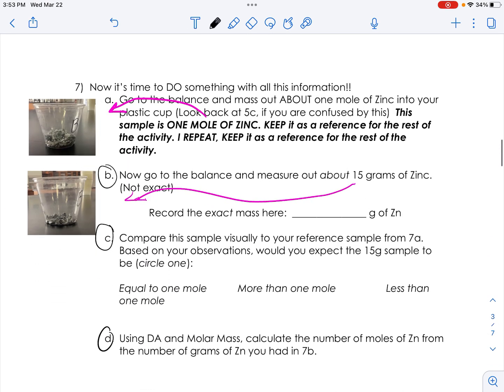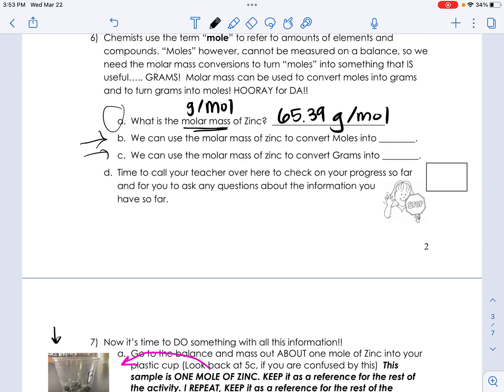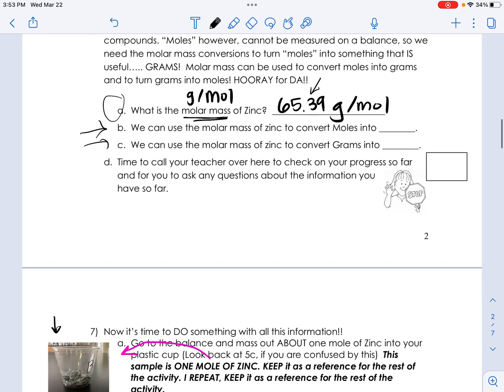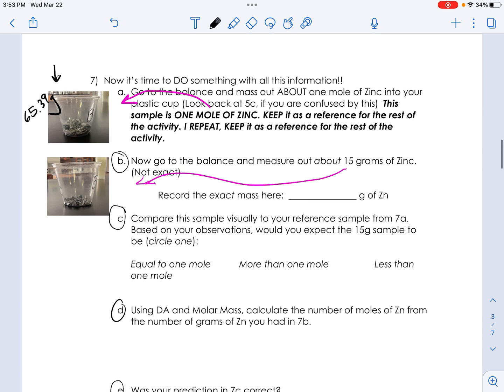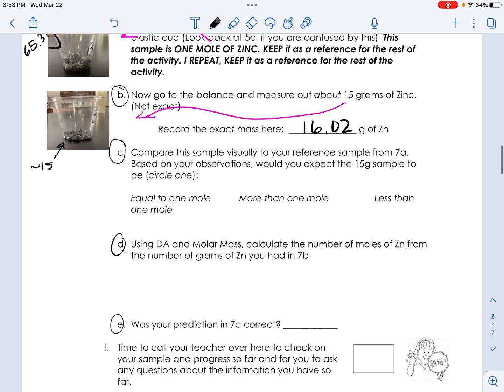Now it says, now it's time to do something with all this information. Go to the balance and mass out 1 mole of zinc. I took a picture of what 1 mole of zinc looks like over here. Okay, 1 mole of zinc, you guys, is 65.39 grams. So that's exactly or almost how many grams are in this cup right here, okay? Now it says, now go to the balance and measure about 15 grams of zinc. So this is 15 grams of zinc, okay, about 15. All right, I think I massed out 16.02 grams of zinc, so I was close to 15.